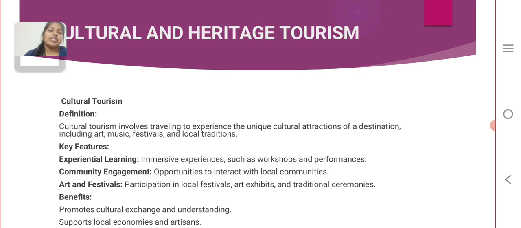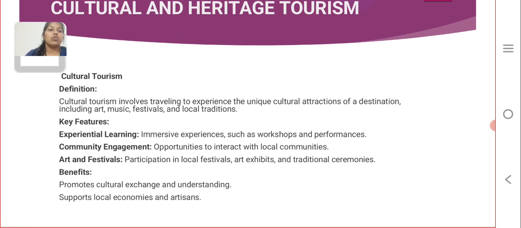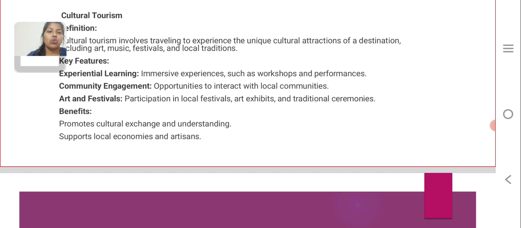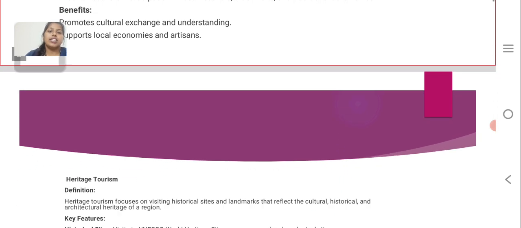First one is experiential learning, in pursuit of experiences such as workshops and performances. Community engagement: opportunities to interact with local communities. Third one, arts and festivals: participation in local festivals, arts and traditional ceremonies. Benefits: promotes cultural enhancement and understanding, supports local economies and conservation.